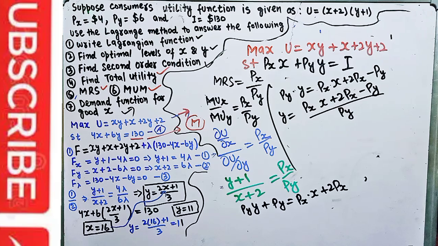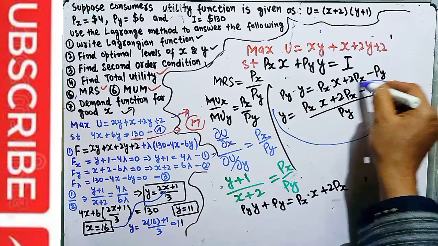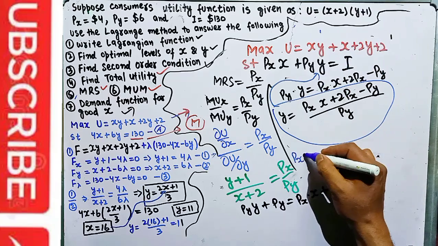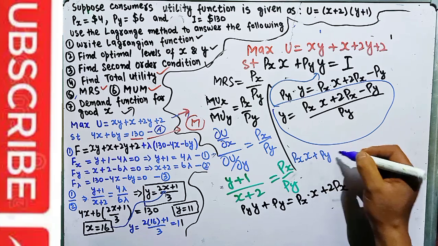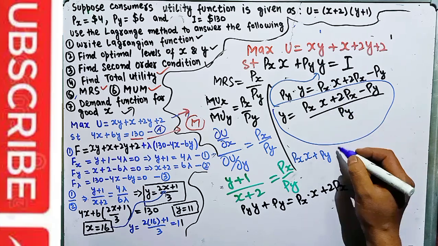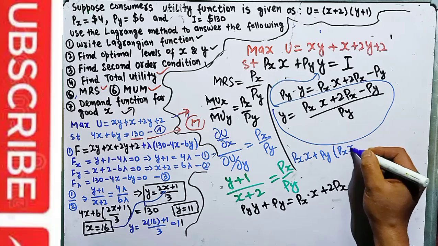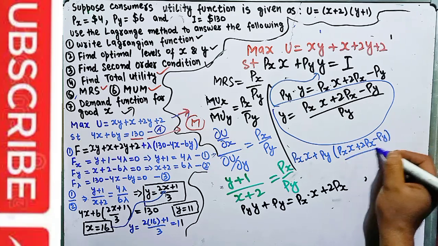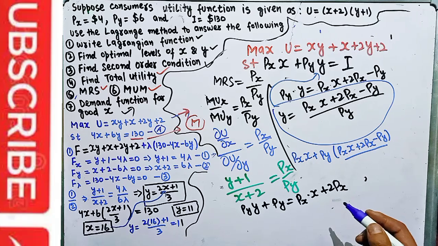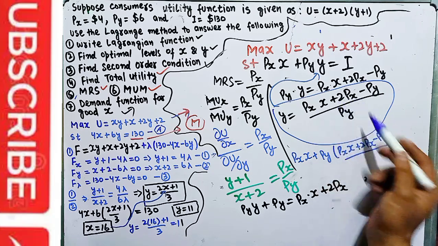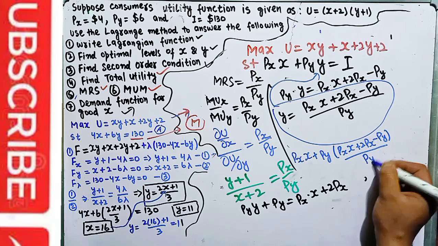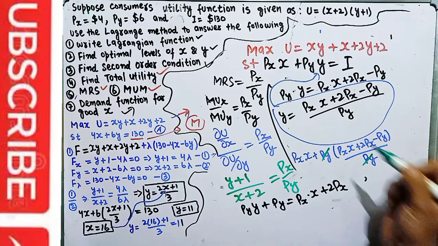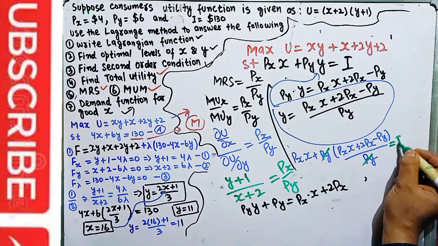Now we need to plug this value of y into the budget constraint here. So we have price of x into x plus price of y into the value of y, which is this stuff, that is price of x into x plus twice price of x minus price of y divided by price of y. Then this will get cancelled, and it should be equal to I, that is the income.